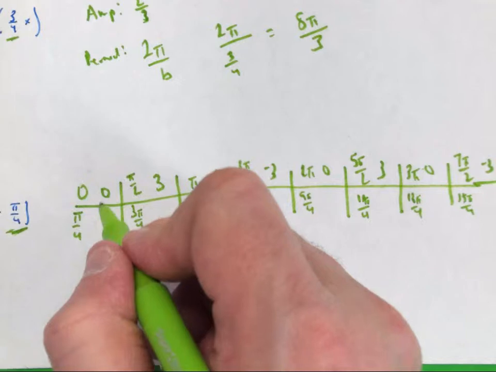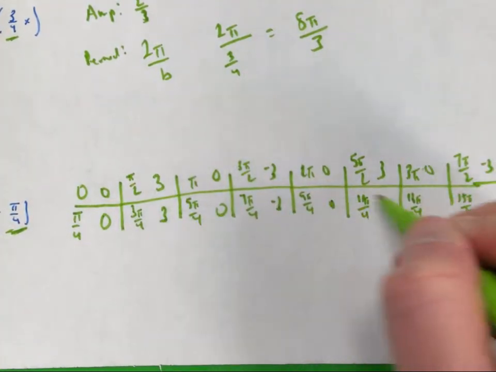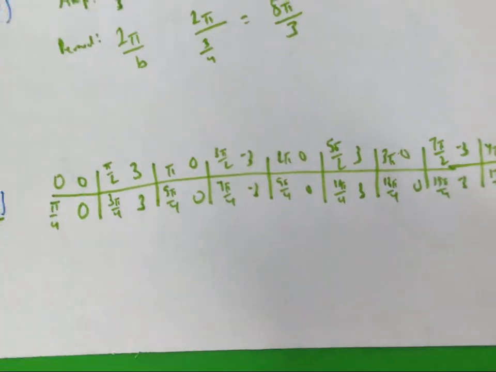and then, since I'm not affecting my vertical shift, I bring it straight what? Down. And then I would draw my graph.